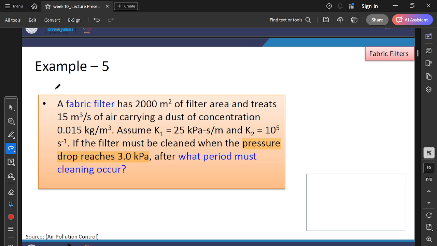I'll move on with the fifth problem. Here we are going with the fabric filter. First, we have seen the settling chamber. Second is the cyclone separator. Now we are moving on to the problems of fabric filters.